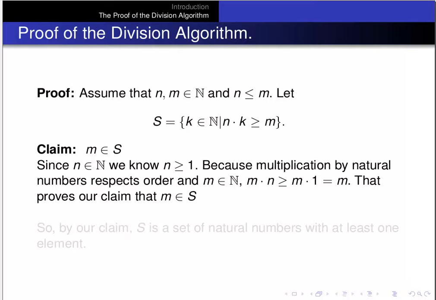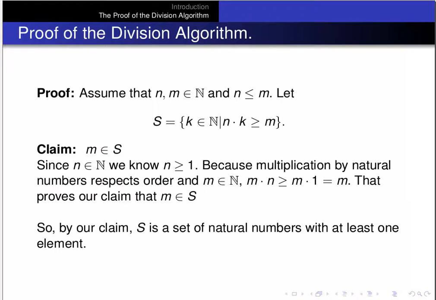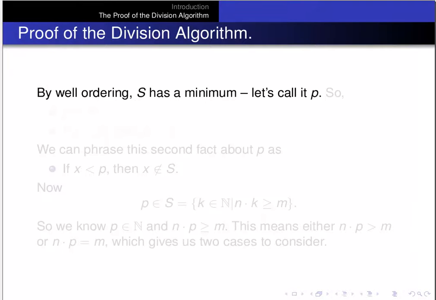So that's great. Now we have a set of natural numbers, and by the claim we just proved, it has at least one element. It's not empty. That allows us to use the well-ordering principle, which says that a non-empty set of natural numbers has a minimum element. So S has a minimum. Let's give it a name, and we're free to choose any name we like except for n and m, which we've already used in this proof. So let's call it P.